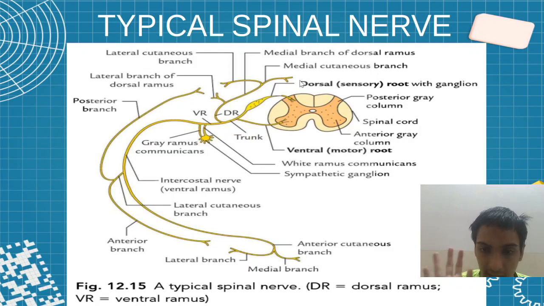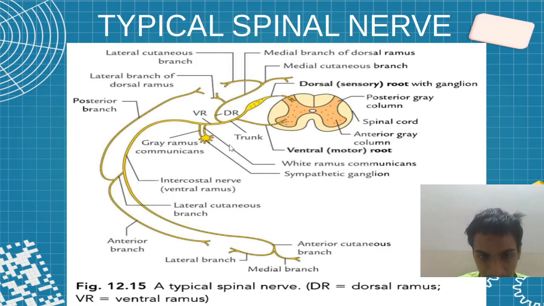That will terminate into the respective ganglions. This will form a trunk and that leads to VR and DR. Here VR as in ventral ramus, DR as in dorsal ramus. Ventral ramus will form the grey and white rami communicants that will terminate into the sympathetic ganglion.